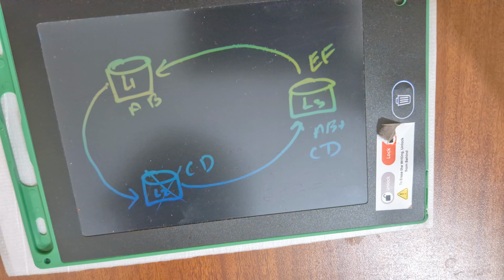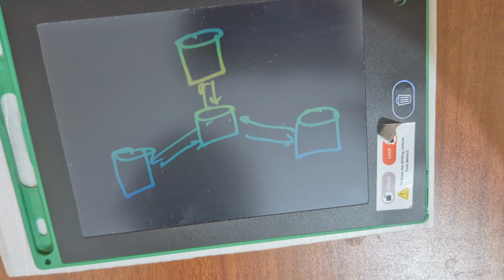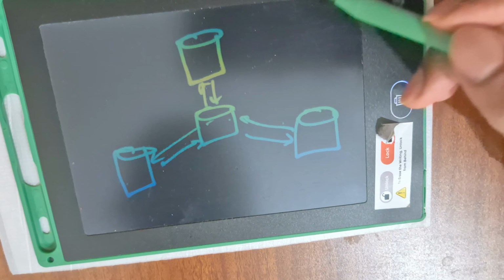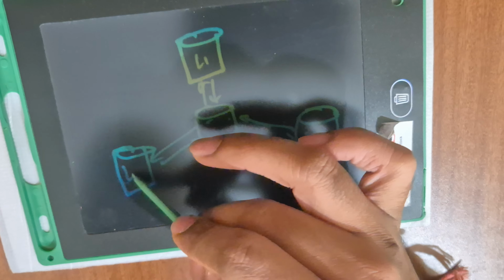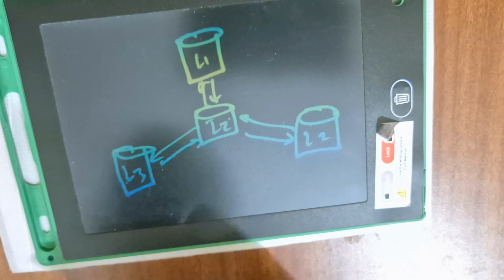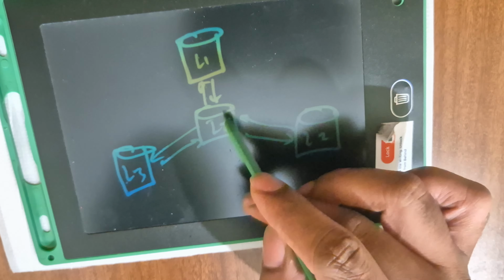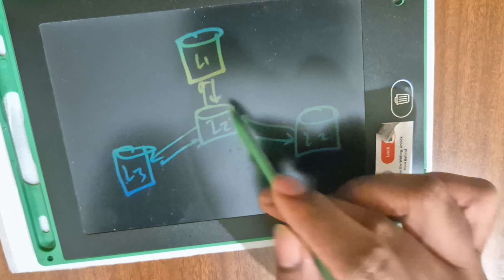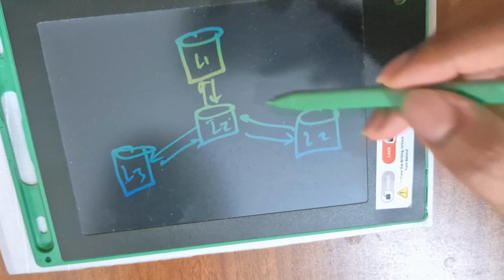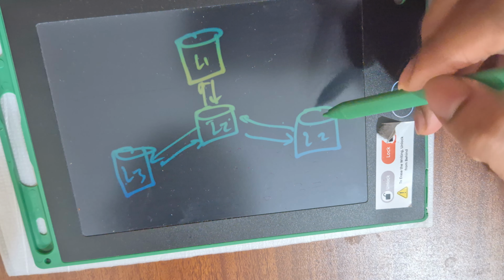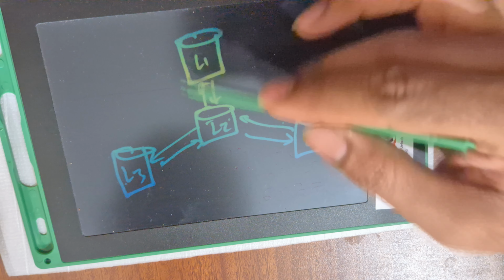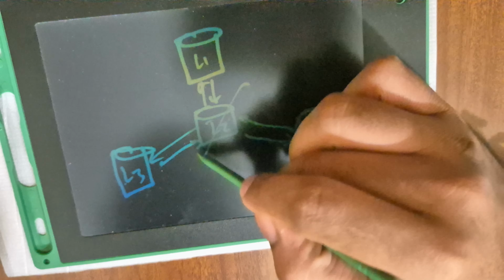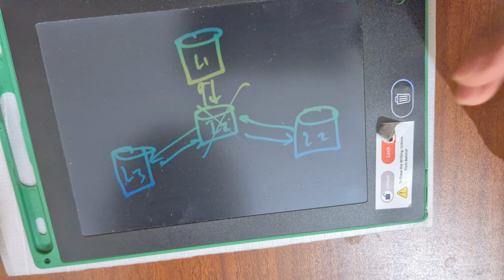The second topology is star topology. In star topology, all the leaders, leader 1, leader 2, leader 3, send their data to the center database, leader 4, and leader 4 replicates all the data to each of them. What is the problem? What if this goes down? The whole thing is screwed up.